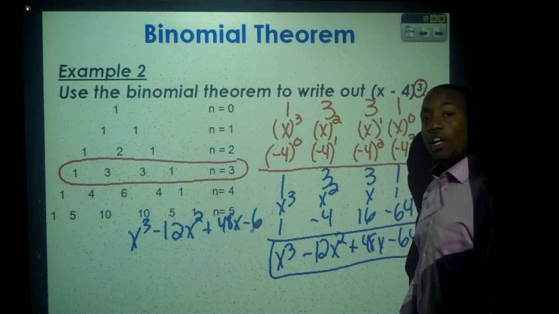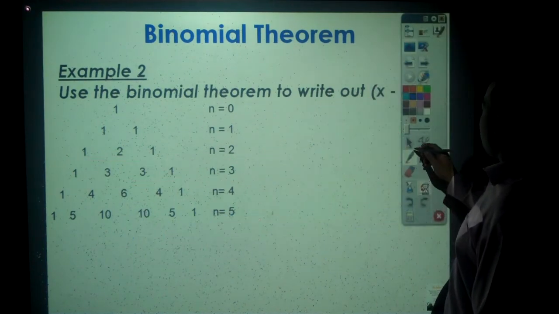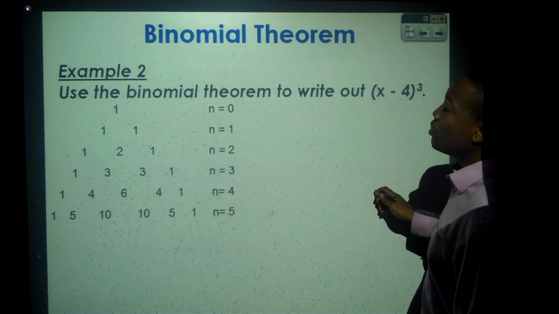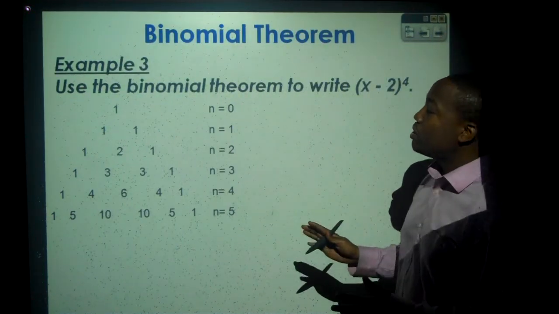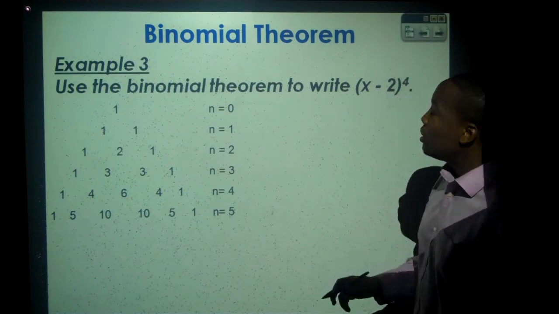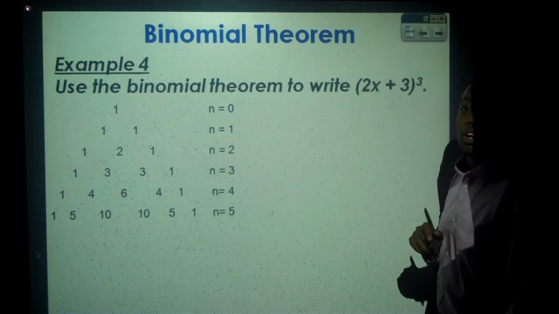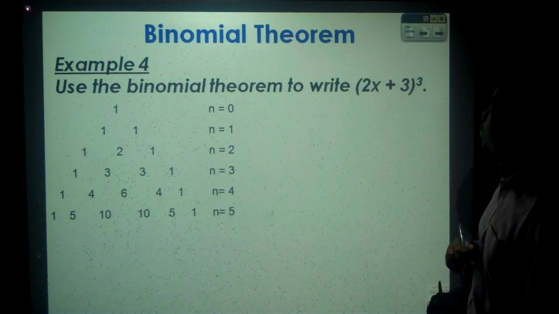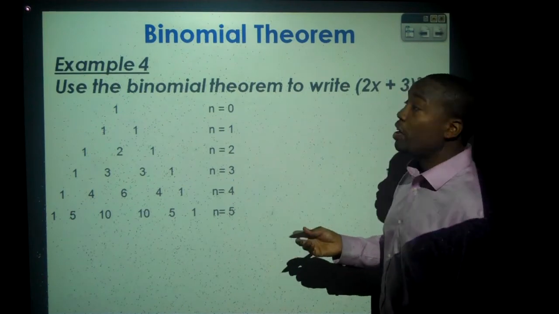Alright? Now, let's go one more step. Now let's go into example 3. Example 3, actually I think example 3 is just like example 2. So let's go one more step. Let's do a little harder one. Example 4. So now example 4 looks a little bit tougher. It's got the 2x and the 3 here. Man, it looks kind of hard, right?